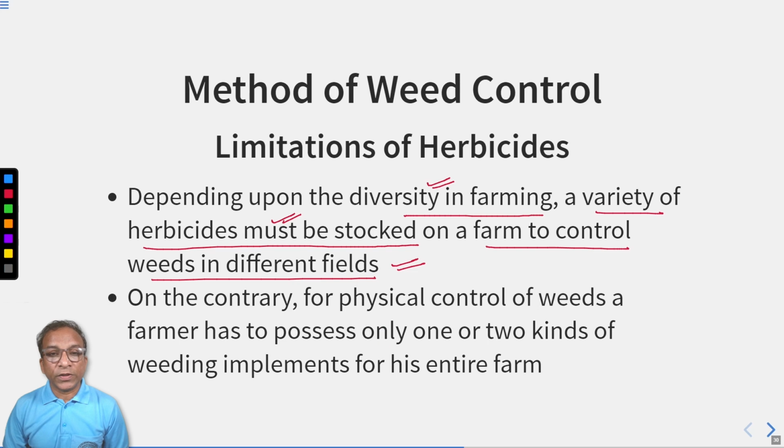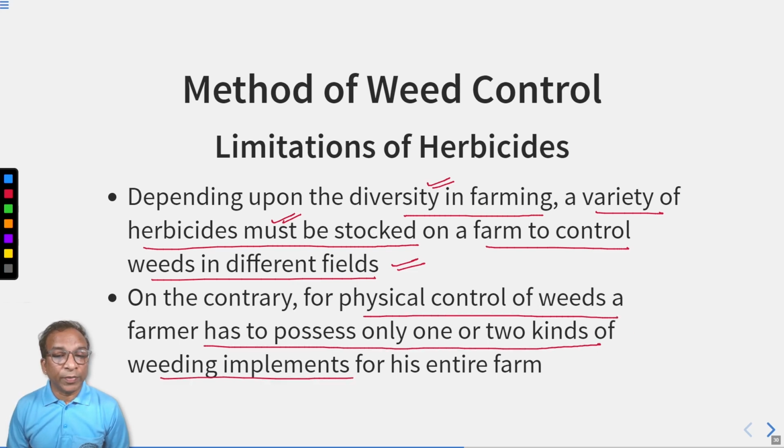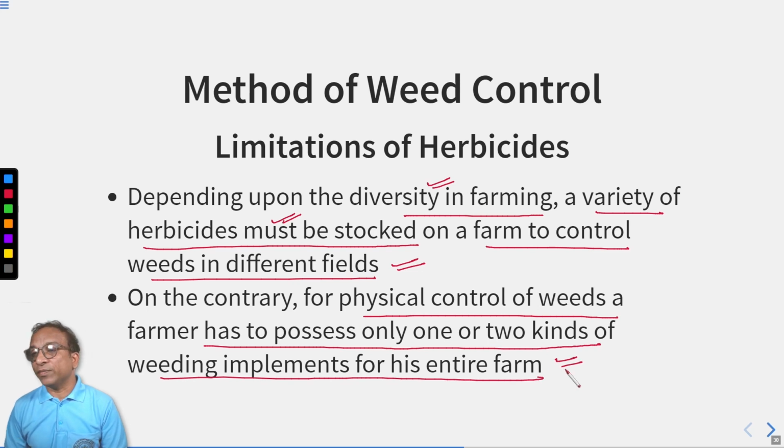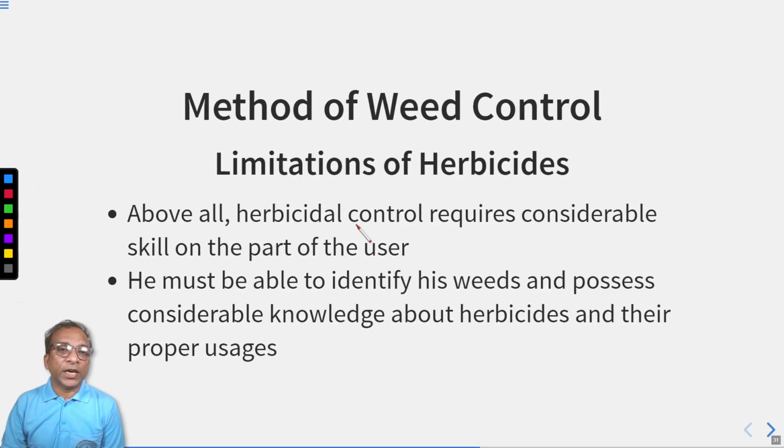On the contrary, for the physical control of weeds, a farmer has to possess only one or two kinds of weeding implements for his entire farm. In the physical method, yes, labor is required and money is required, but there is no such stocking that you have to do. Only one or two implements are required, and with that, in any crop you can eliminate these weeds.